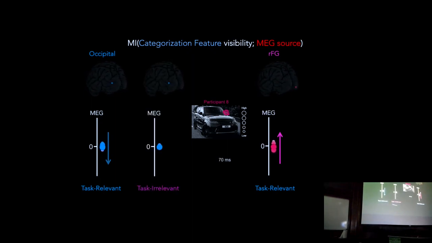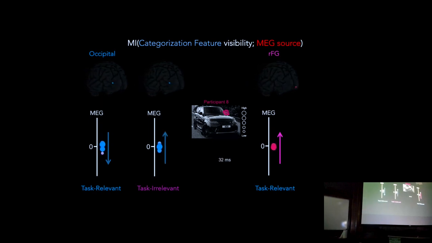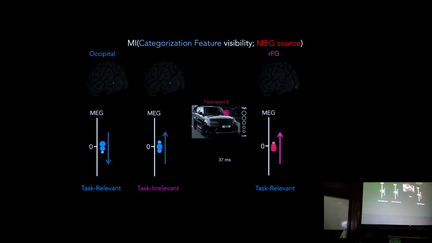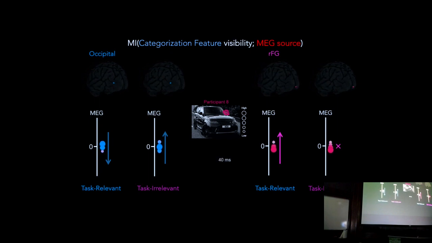When the feature is task irrelevant, it's also represented on the occipital source, as you can see. But if you look carefully, you will see something interesting. It's represented in an opposite direction. So the occipital source somehow has the knowledge that when it represents a feature, it's task relevant or task irrelevant. And what you will see is that as we get into the right fusiform gyrus source, the feature is simply not represented at all. Okay.